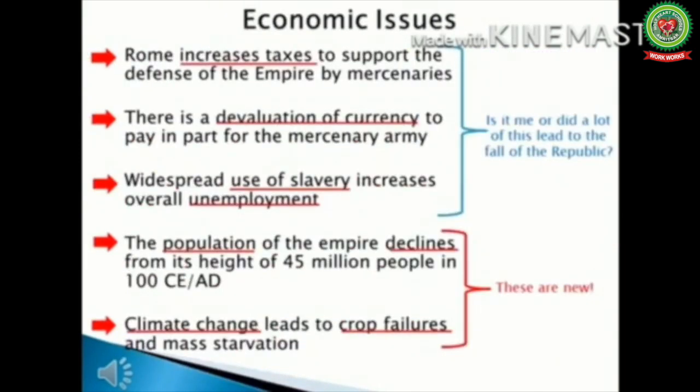Economic issues. The Romans increased the taxes to support the defense of the empire by mercenaries. There was devaluation of the currency to pay the mercenary army. Number 3, the slavery system increased, and there was overall unemployment. Number 4, the population declined. Number 5, climatic changes which led to crop failure and mass starvation. Mass starvation means a large amount of starvation, lack of food which led to death.